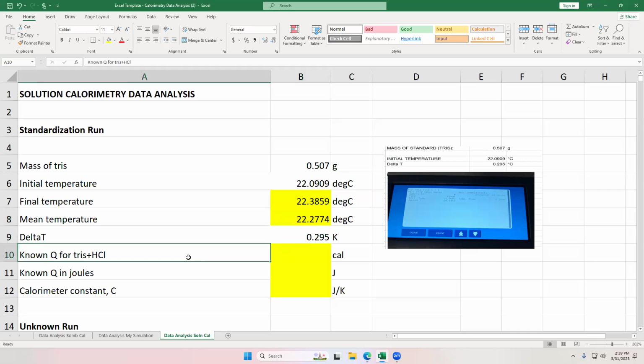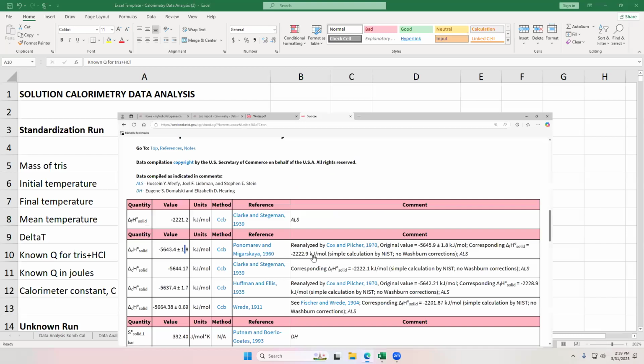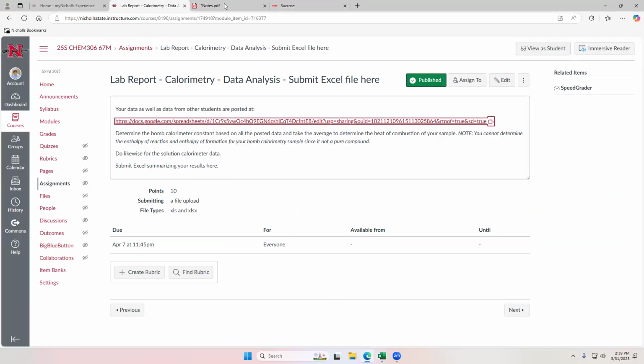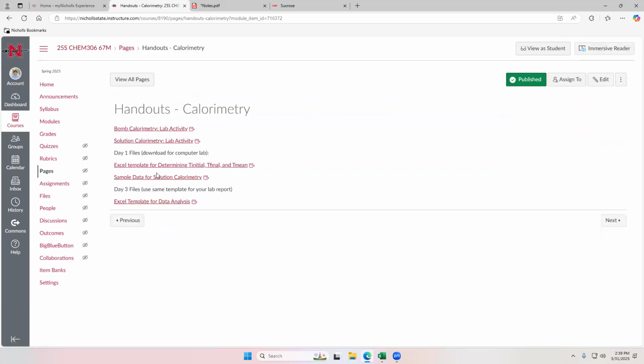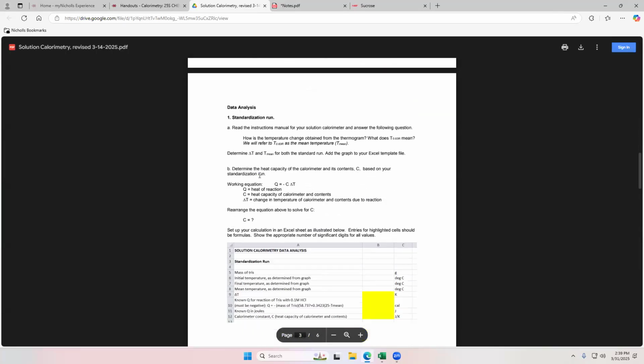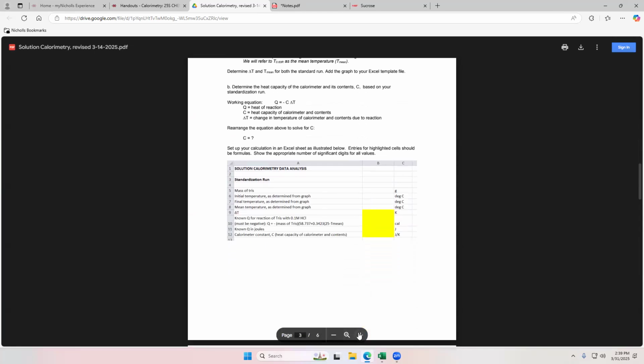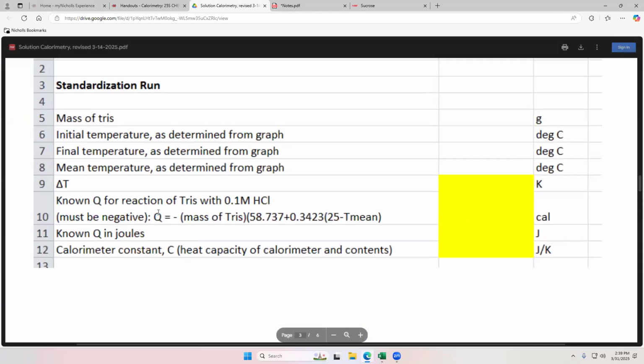Okay. The Q for the reaction of tris with HCl is known. And what is it? It's in the handout. It's also in the manual for the calorimeter. So let's look it up from the handout. Let's look at the handout for the formula for Q. Solution calorimetry handout. Right here.